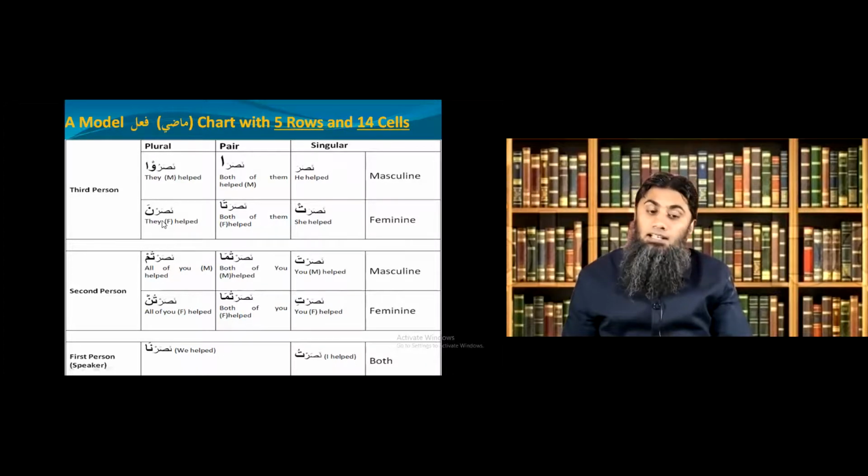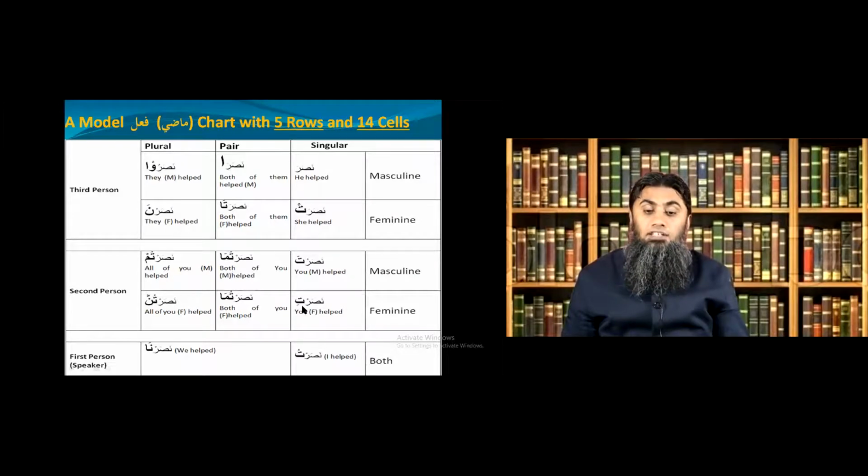If it is the female doer, then it is a "na" ending. What is the next one? Nasarta, ta with fatha. Whenever your fail madi is ending with ta with fatha, it means it is you, male. Okay, tuma, nasartuma. This tuma ending will tell you that this is again you, two. It's still you, but this time you but two people, and they are male. Nasartum, this tum ending means it is you but plural.